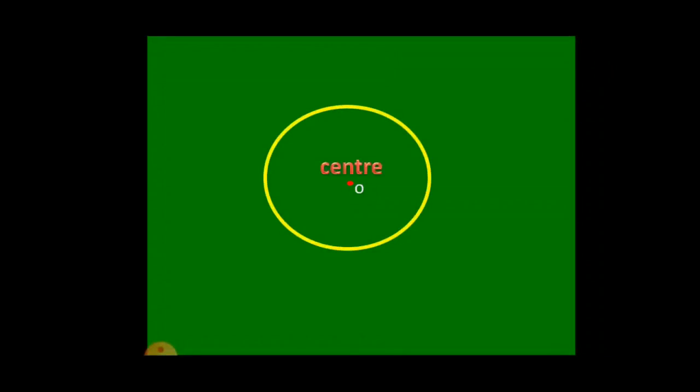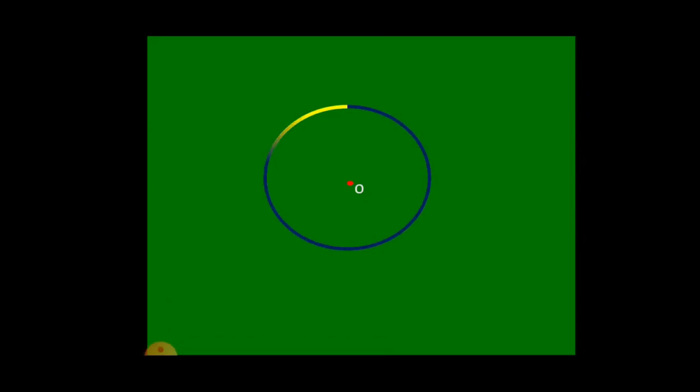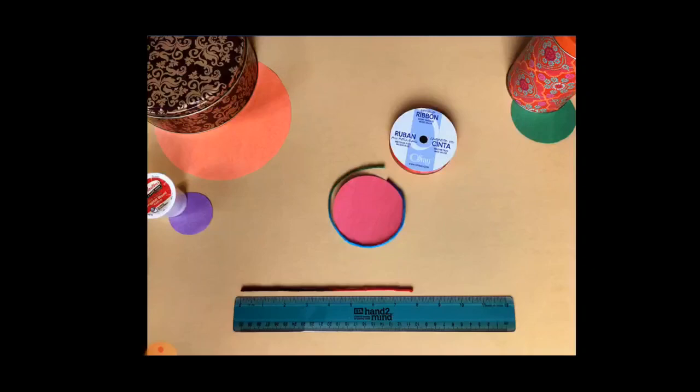Now I'll take one fixed point, say O, and draw a circle around it. Okay, wow, there's a circle. And this fixed point is known as the center of the circle. The length of the boundary of a circle is the circumference. We can measure the circumference of a circle using a thread. As you can see here in the picture, the thread is used to measure the circumference, and then with a scale we can measure it.